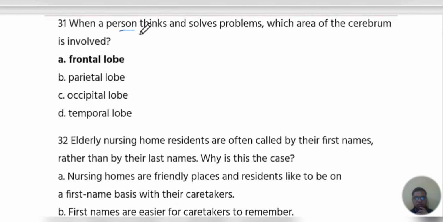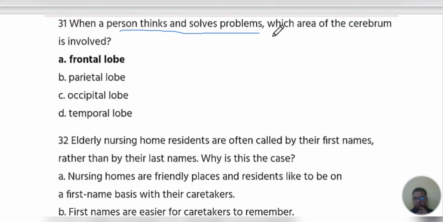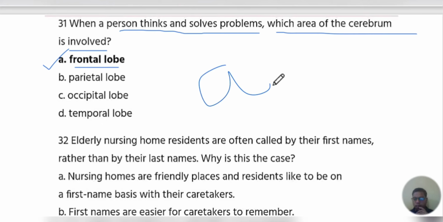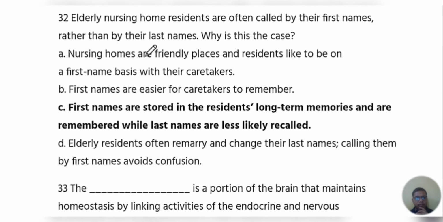When a person thinks and solves problems, which area of the cerebrum is involved? The answer is A, frontal lobe, that is, the frontal one at the front. Okay. Next is question number 32.